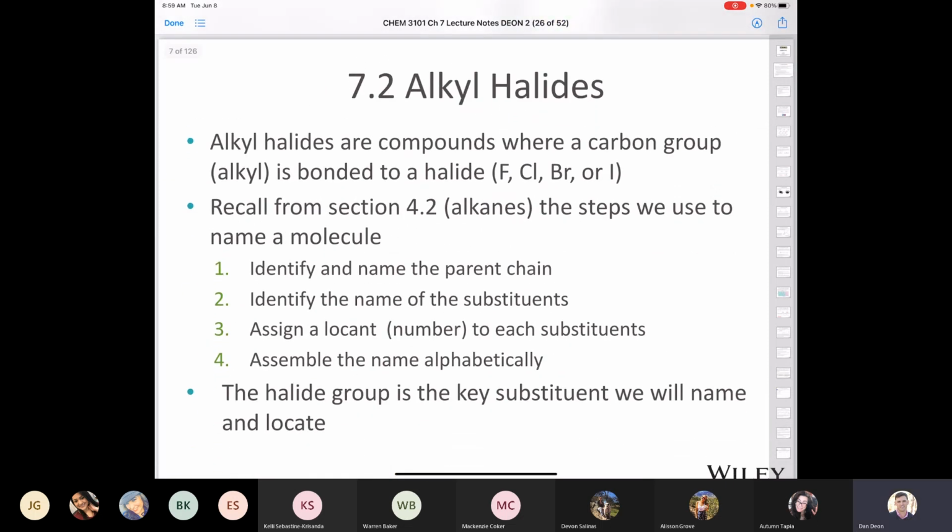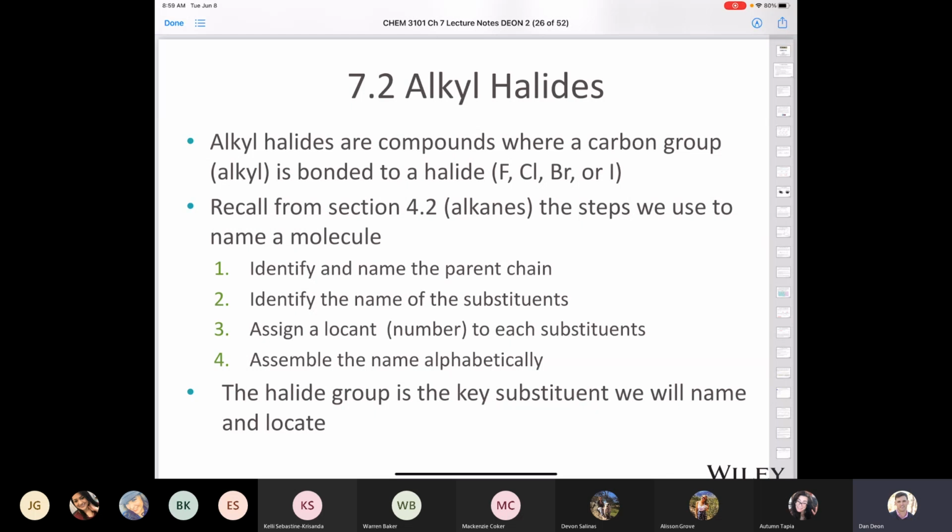Let's talk a little bit more about alkyl halides. So alkyl halides are compounds where a carbon group, the alkyl group, is bonded to a halide, whether it's fluoride, chloride, bromide, or iodide, or one of the halogens.